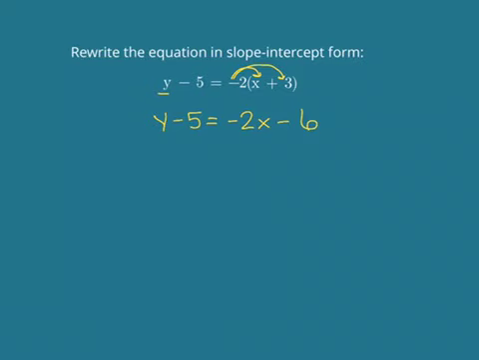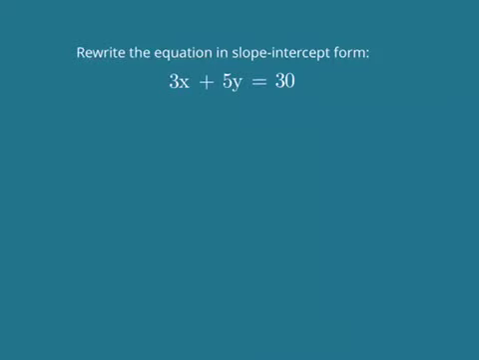Now that the parentheses are gone, we're able to go ahead and move the 5 over by adding it to both sides. So that gives us y is equal to negative 2x minus 1. And now we have y by itself, so it's in slope-intercept form. This negative 2 is our slope, and this negative 1 is our y-intercept.